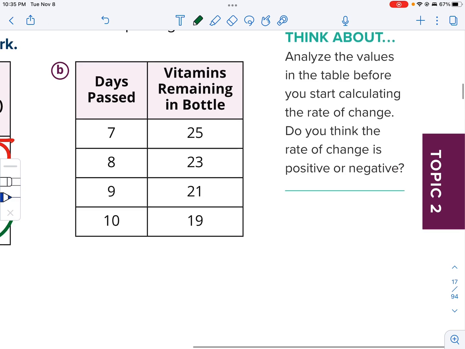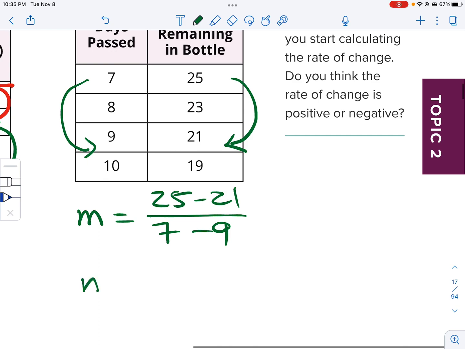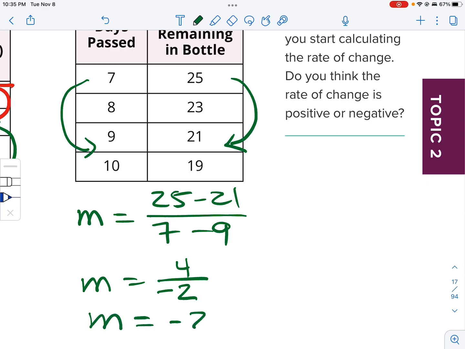Okay, so let's try this one. Oh, I don't know. Here to here, here to here. So if I do that, I go from 25 to 21. I go from 7 to 9. When I do that, I get a 4 on top, and I get a negative 2 on bottom. So my slope is negative 2.